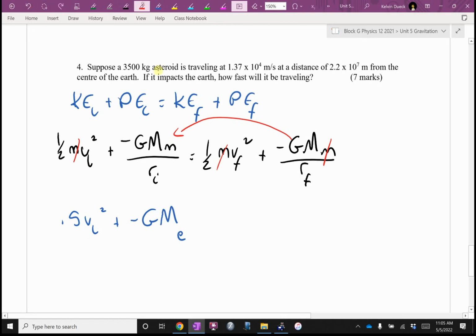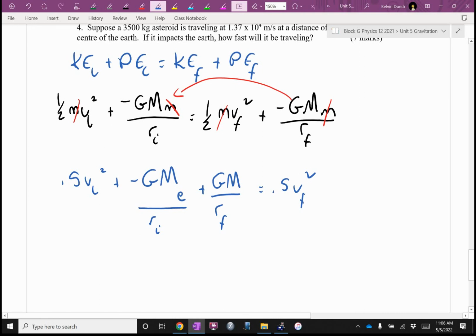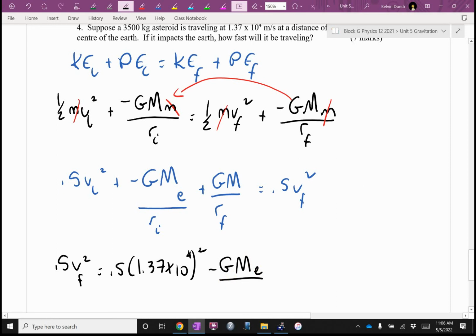I have to do that in red, otherwise it's going to annoy me. There we go. Tells you how my brain works. Over R initial plus big G, big M over R final. That equals 0.5 V final squared. So 0.5 VF squared is going to be 0.5 VI, 1.37 times 10 to the 4th. Don't forget the squared. Take away big G, mass Earth, all over R initial.